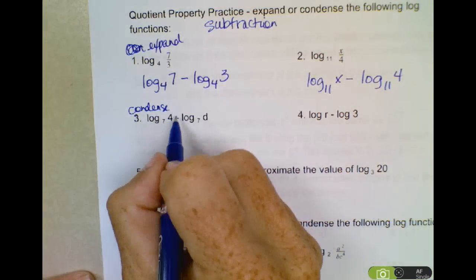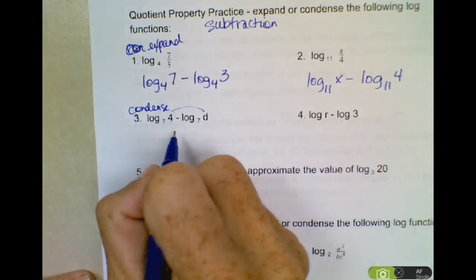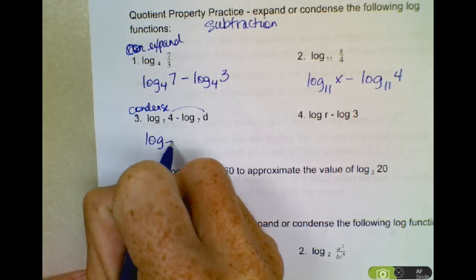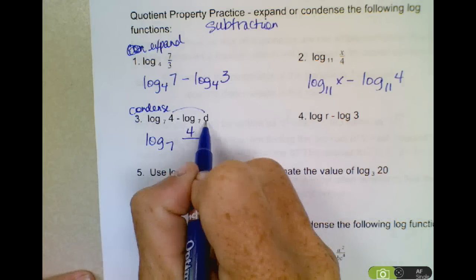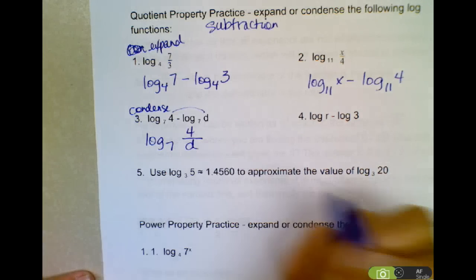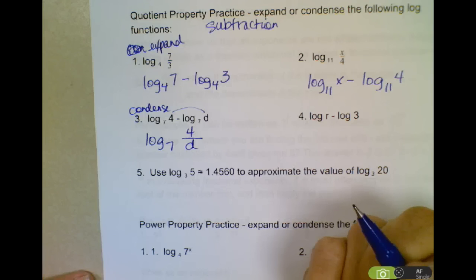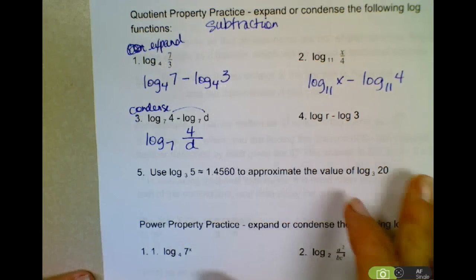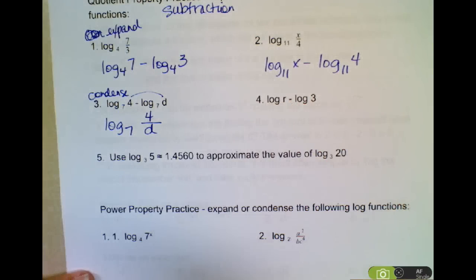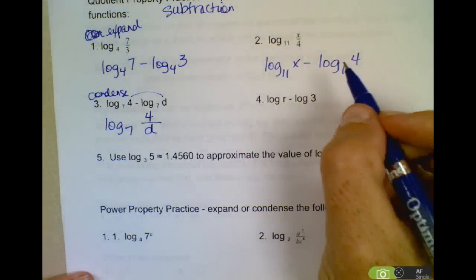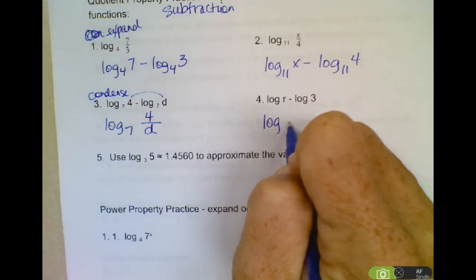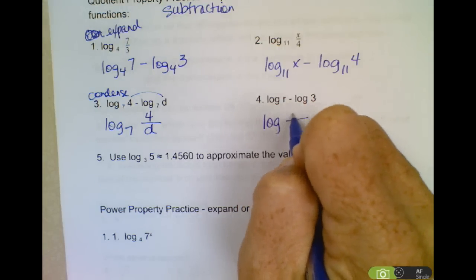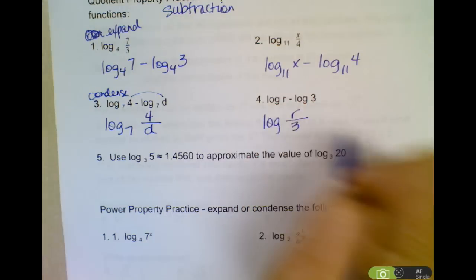Now let's go back. Now that we have to condense, right? You're going to have log base 7, we know that. Ask yourself, what am I starting with? That's going to be my numerator. What am I ending with? That's going to be my denominator. So log base 7 of 4d. As soon as you see subtraction, division should be going into your head because those are the functions that are related to one another. So I should have log, and our numerator is going to be r, and our denominator is going to be 3.